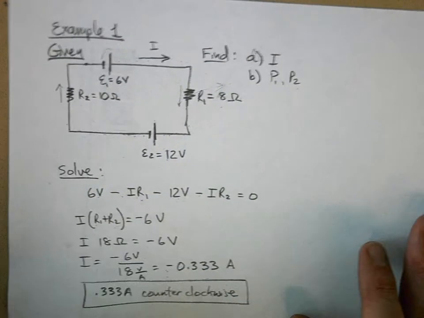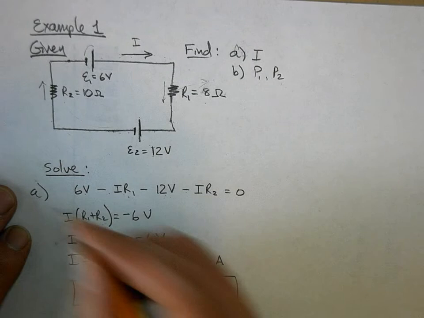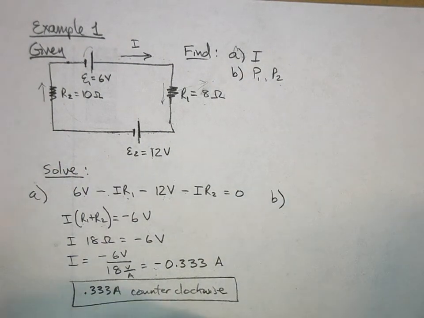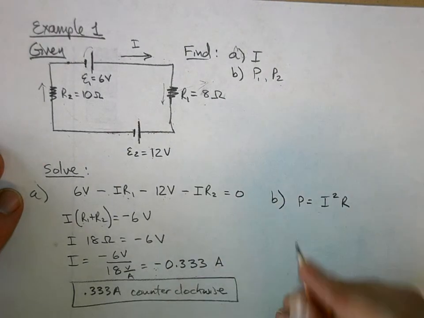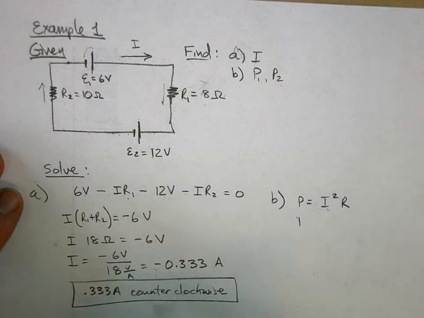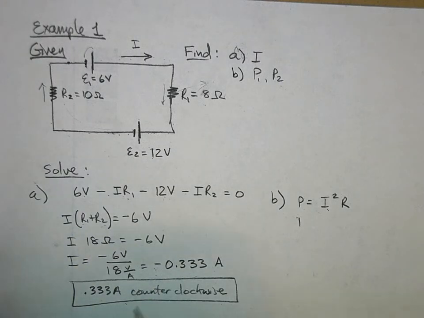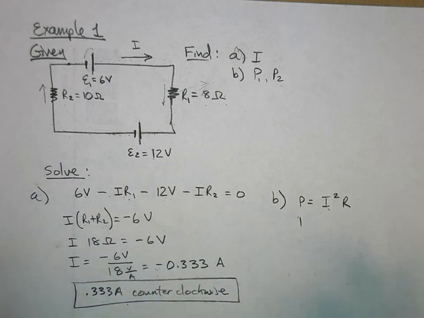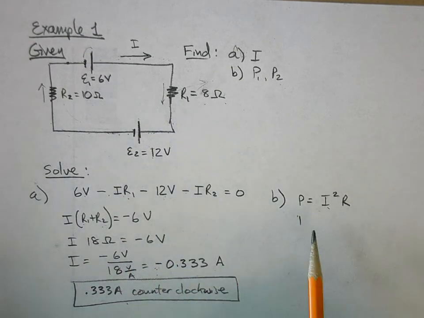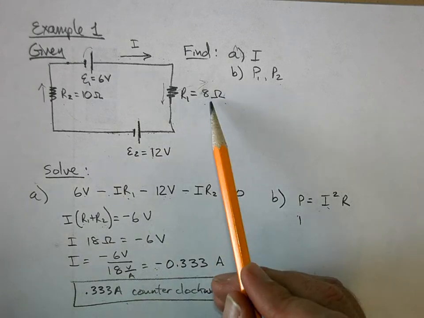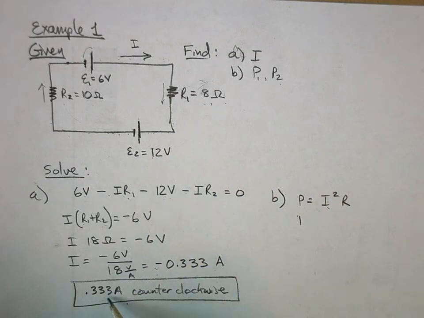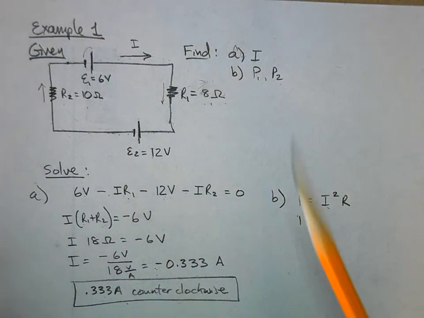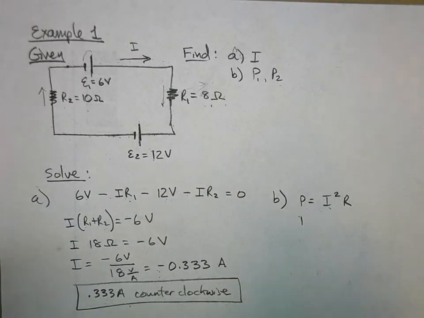Now, what about part B? Well, if you solve part A, part B is easy, because P equals I squared R. And so you know what I is. It's 0.333. You know what R is, and I'll just leave it to you to finish this example. So figure out the power. It's just going to be 0.333 squared times 8 ohms, and that's how many watts are coming out here. 0.333 squared times 10, and you'll get the same thing there. Okay, that is it for this example.